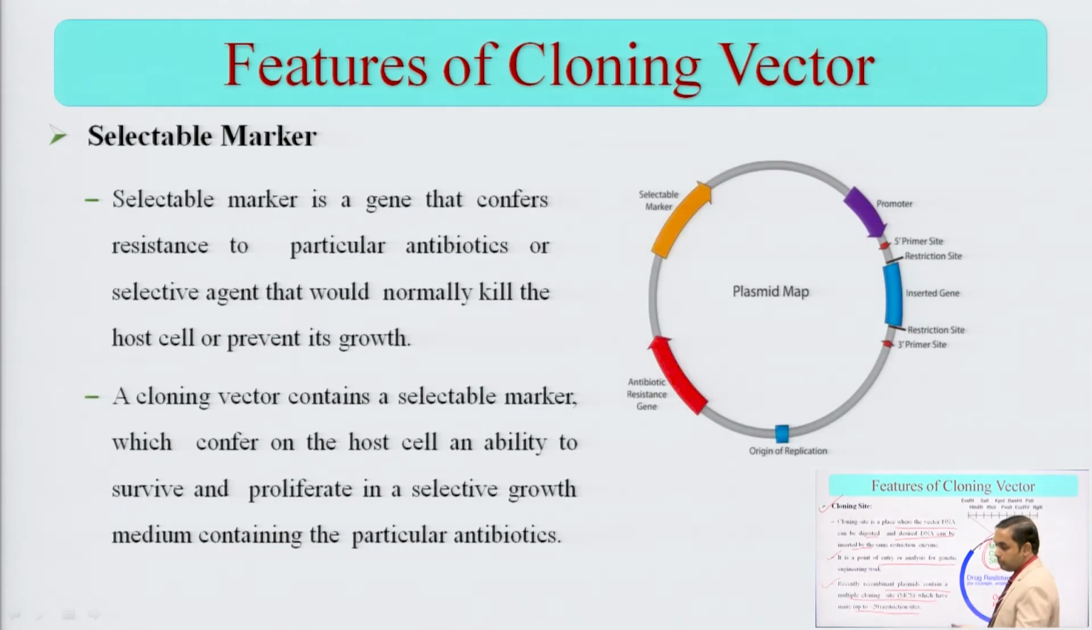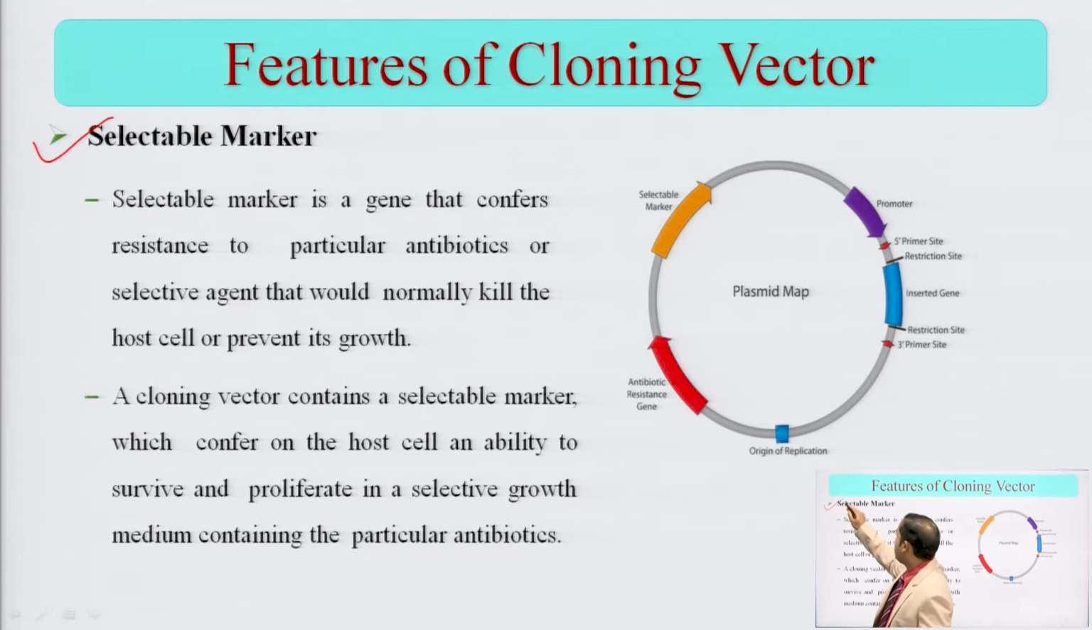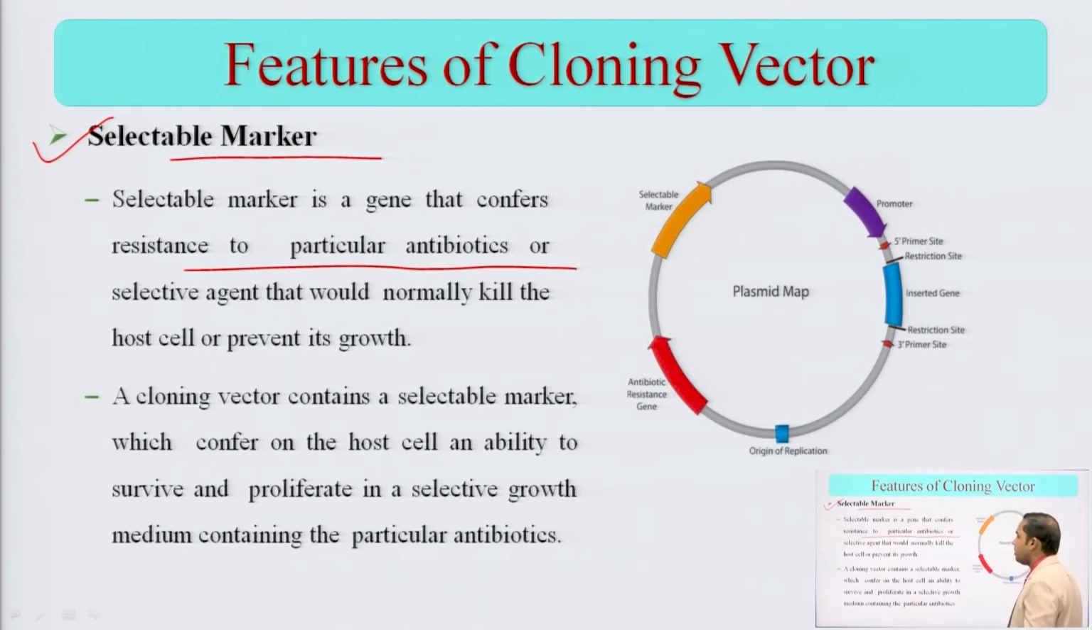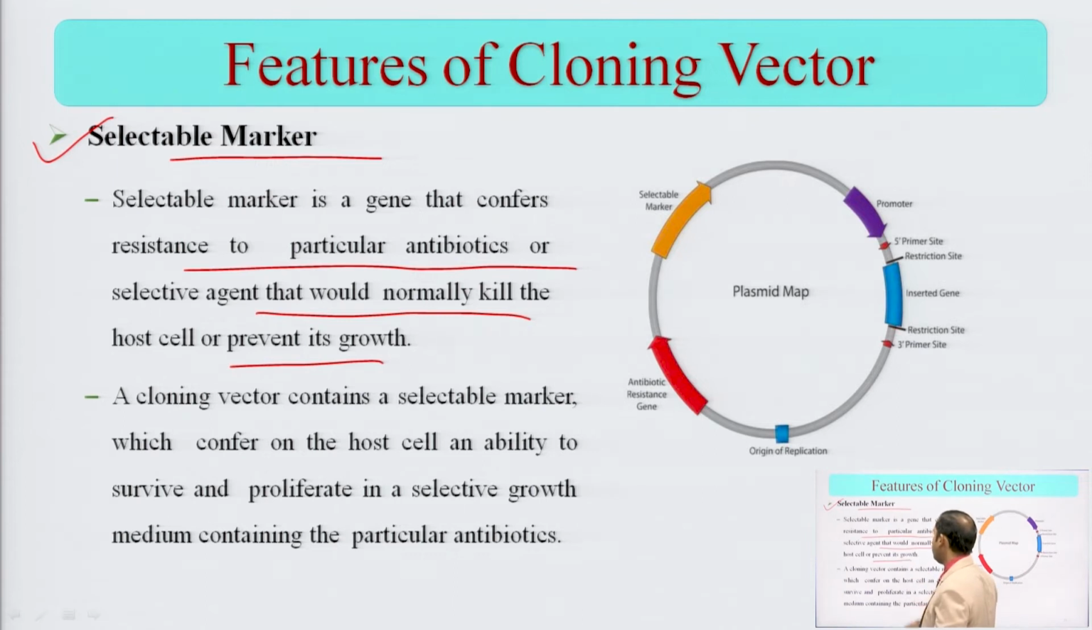Recently, recombinant plasmids contain multiple cloning sites, MCS, having up to 20 restriction sites. Another thing is the suitable marker. A suitable marker is a gene that confers resistance to a particular antibiotic or selective agent that would normally kill the host or prevent its growth.